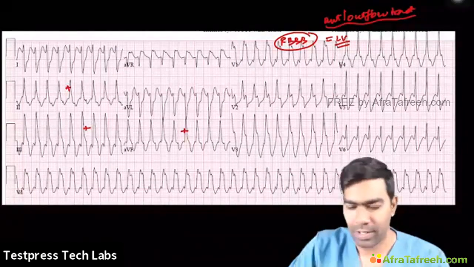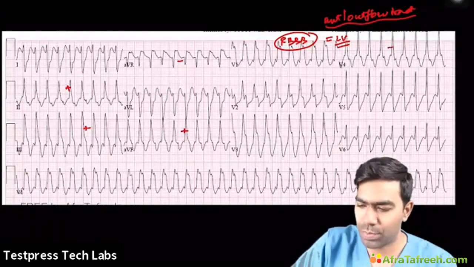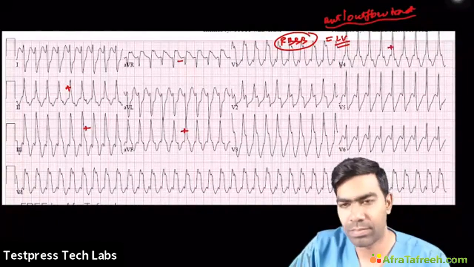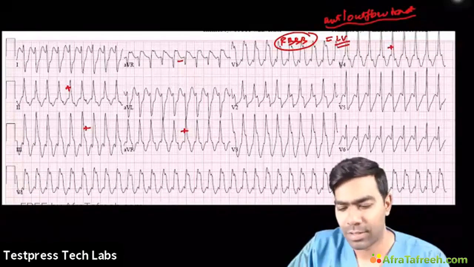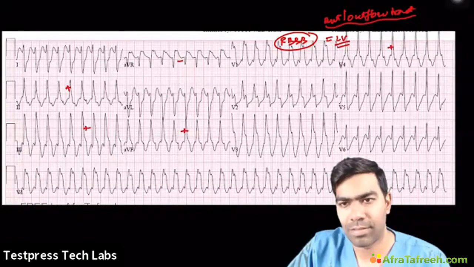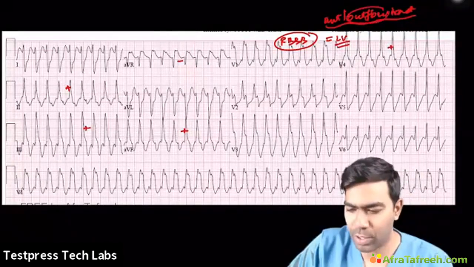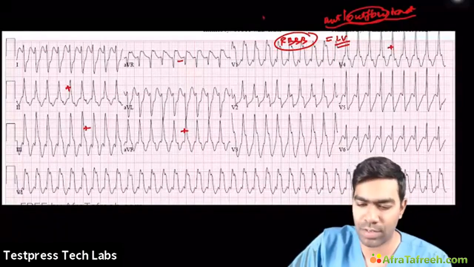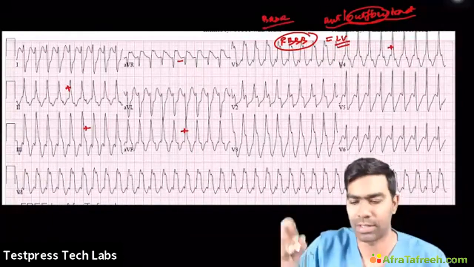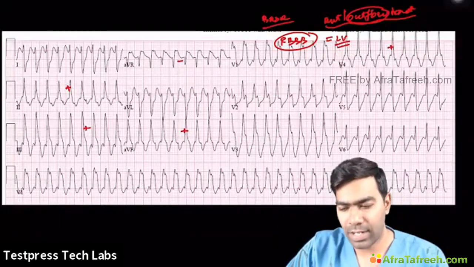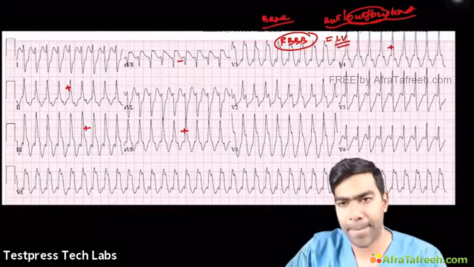AVR is negative, V4 is positive. So where should it originate from? Base or apex? Yes, of course it's originating from the base. It's very clear because outflow tract should originate from the base of the heart. So base.